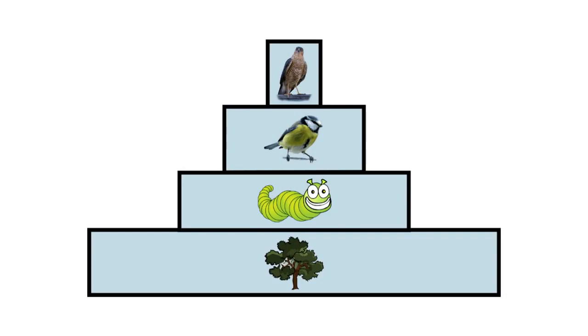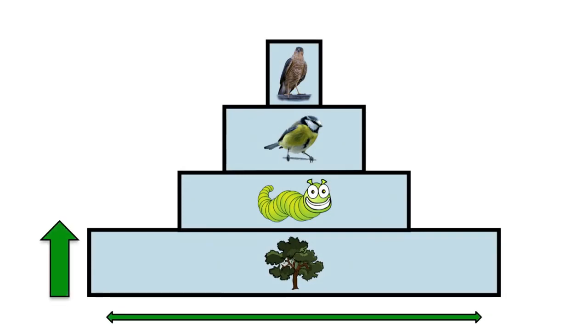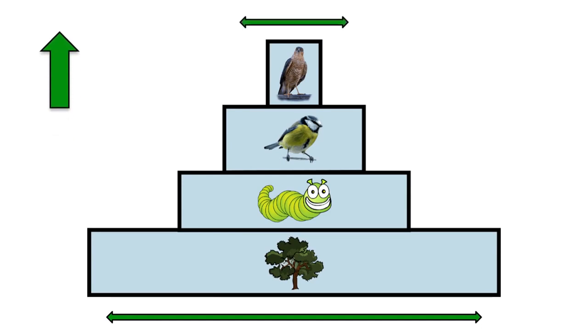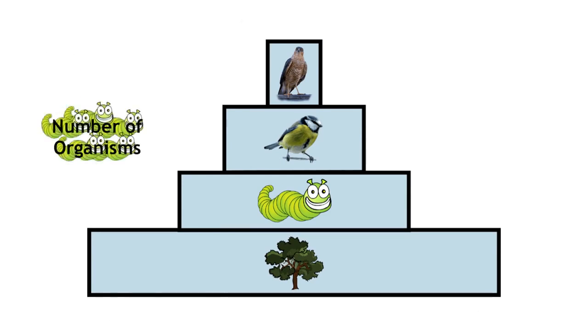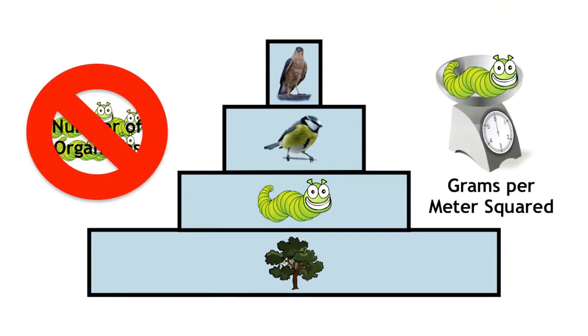Pyramids of biomass, on the other hand, are almost always largest at the bottom and then get smaller going up. This is because, rather than showing the number of organisms, they show the total mass in that trophic level.